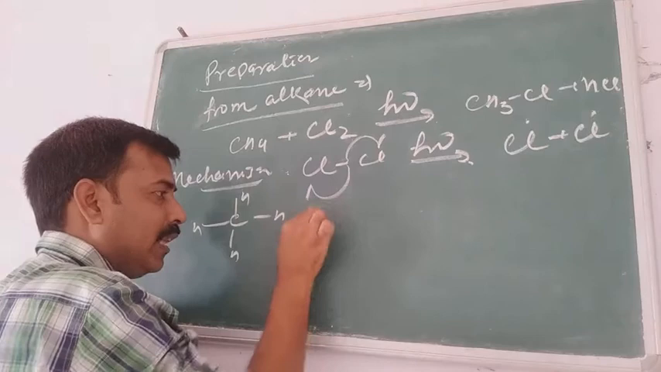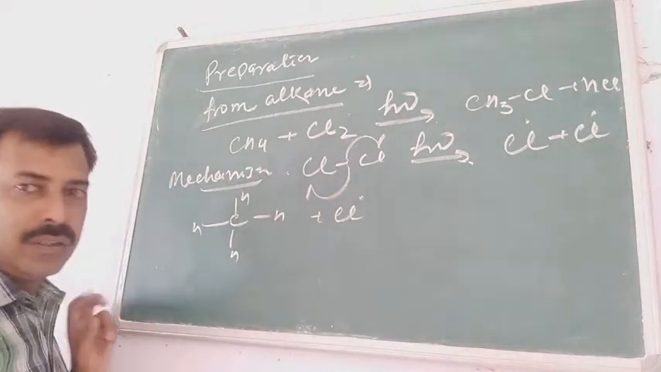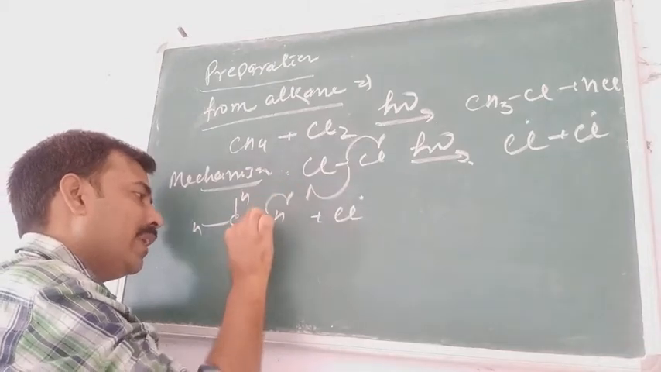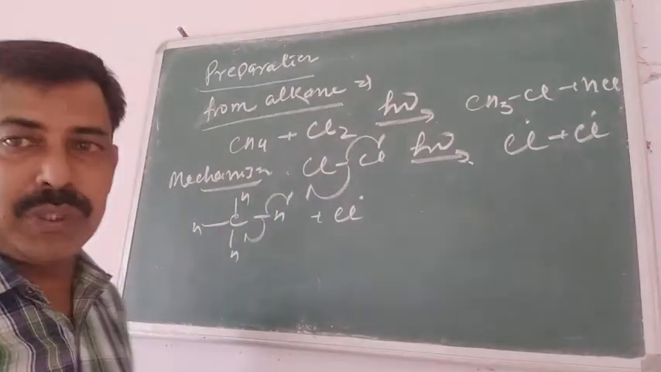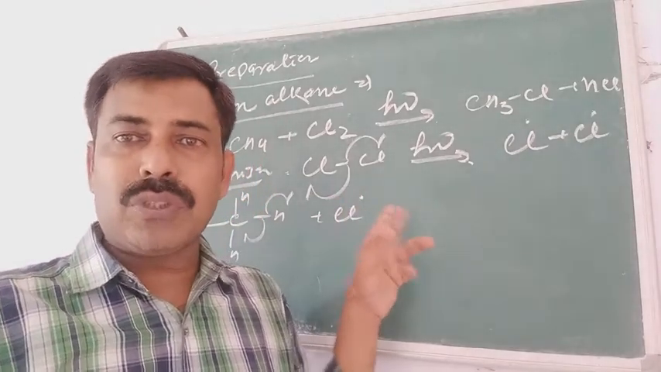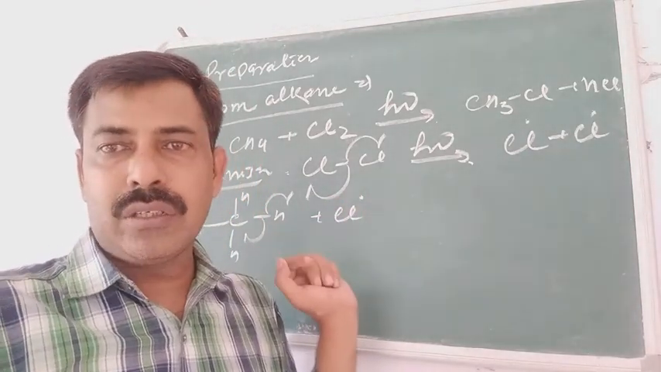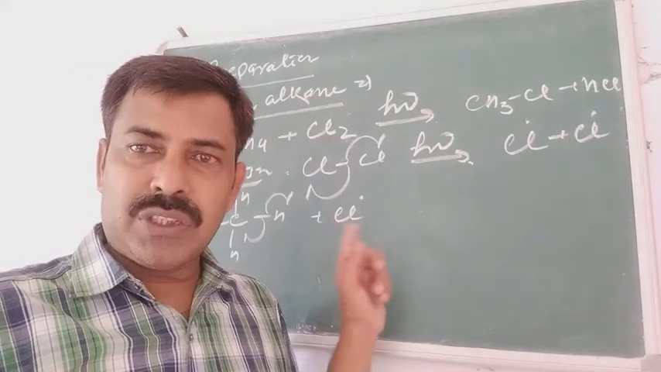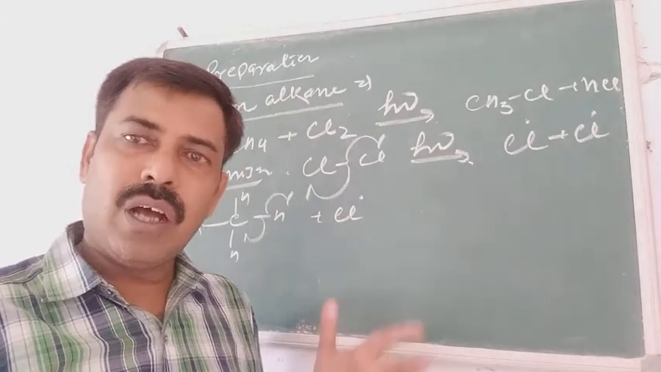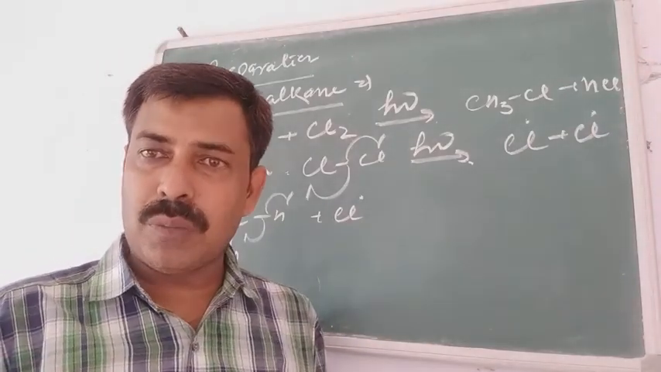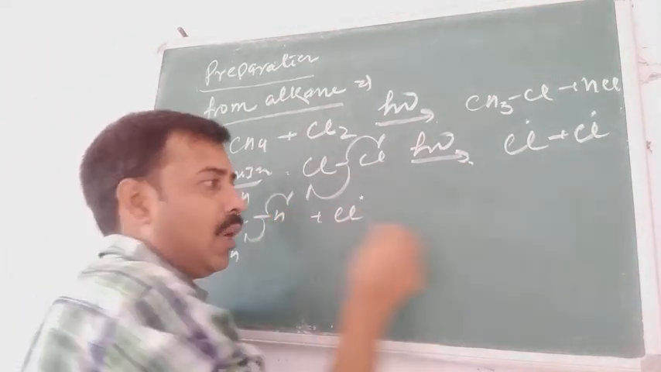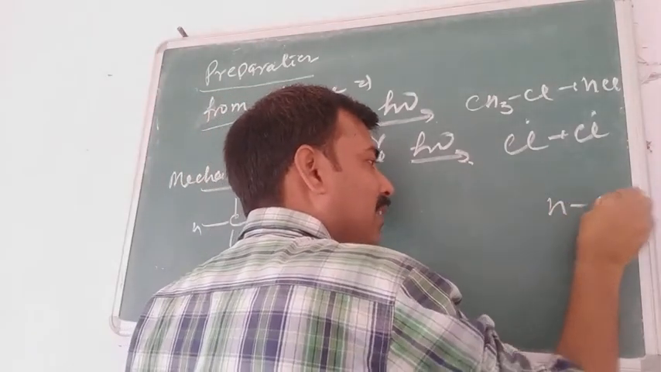When this Cl free radical approaches the methane, the homolytic bond cleavage will take place, and the chlorine free radical can approach either the hydrogen or the carbon. I am just trying to approach it on the hydrogen. You can also show the approach of the chlorine on the methyl group. So if this chlorine approaches the hydrogen, it will form HCl.